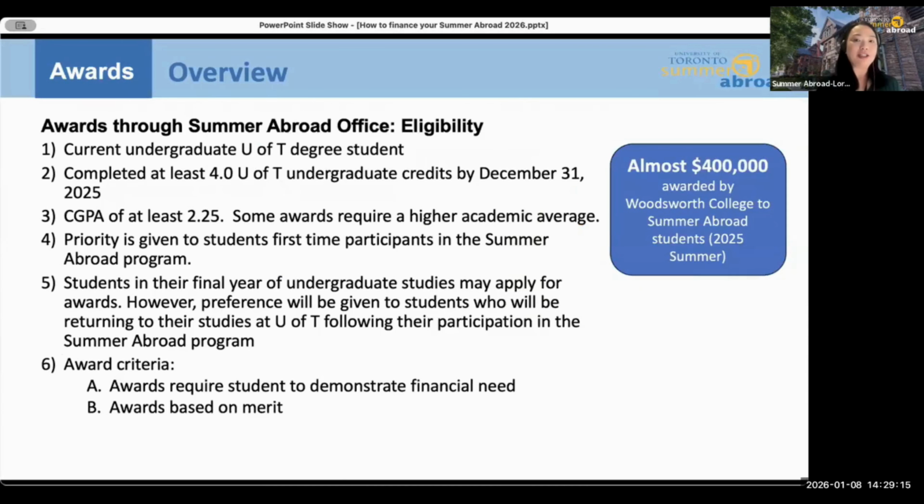Remember how I mentioned we have funding? I love sharing the stats every year. We're really proud that we make it an important piece of our information sharing. For 2025 summer alone, Woodsworth College provided almost $400,000 to our 2025 summer abroad participants.